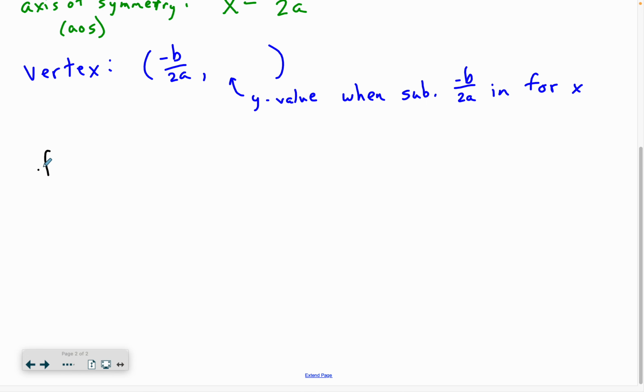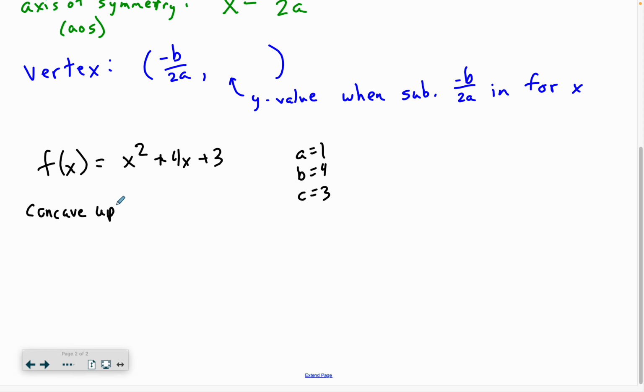So let's say we'll use f of x instead of y. Nothing to be scared of, it's the same thing. Let's say f of x equals x squared plus 4x plus 3. Again, when you have standard form, I encourage students to write out a equals 1, b equals 4, c equals 3. I encourage that.